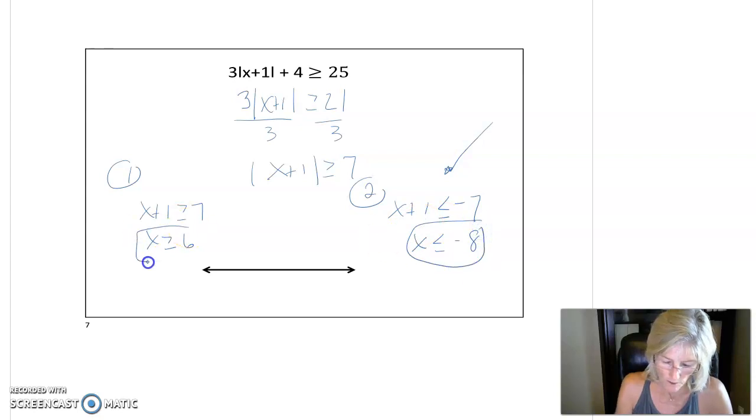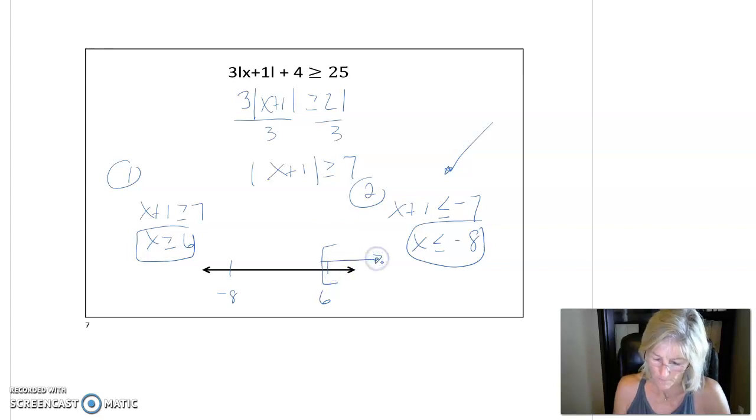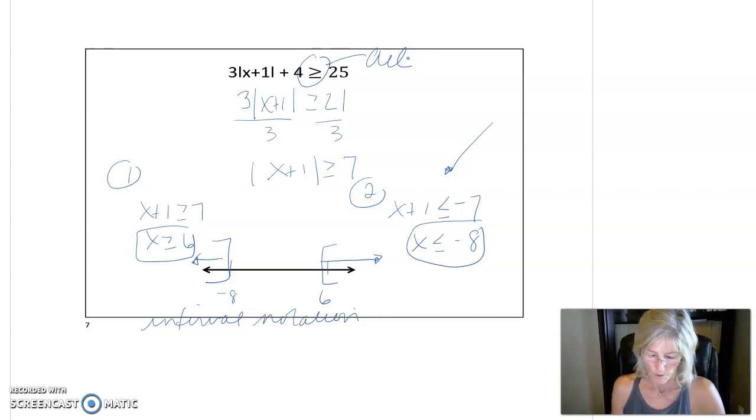So these are the two inequalities that I'm going to graph. So I need a negative 8 and a 6. All the values are bigger than 6 or equal to 6. All the values on the number line are less than or equal to negative 8. Now my interval notation, that's the tricky part. Am I looking for overlap or all of them? I'm looking for all solutions. So it includes all of these and all of these.